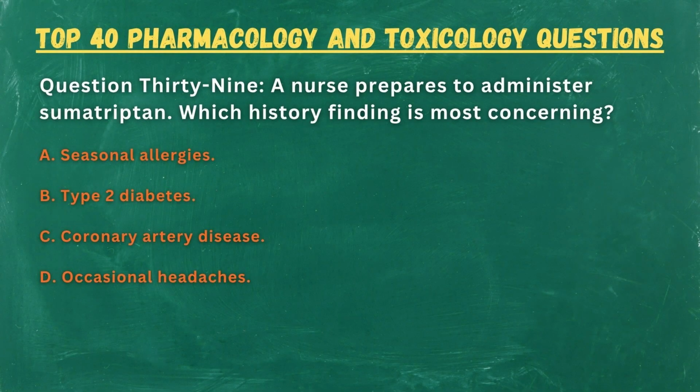Question 39. A nurse prepares to administer sumatriptan. Which history finding is most concerning? A. Seasonal allergies. B. Type 2 diabetes. C. Coronary artery disease. D. Occasional headaches. Answer: C. Coronary artery disease.